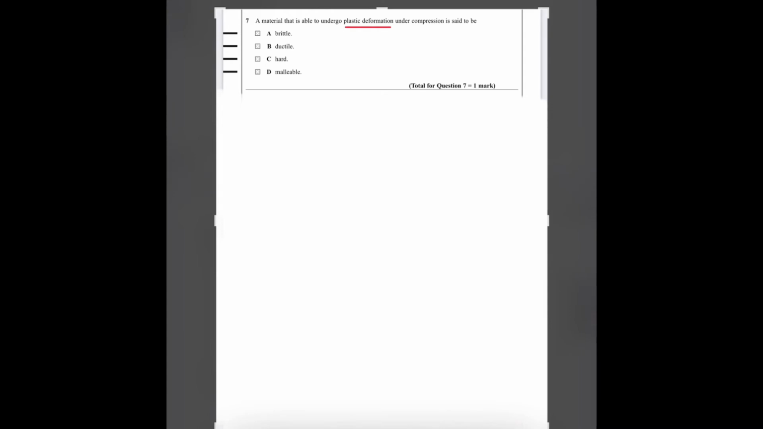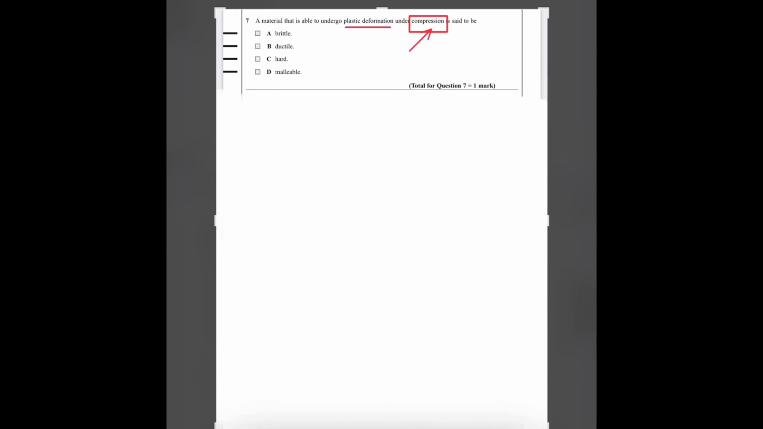B says that ductile. So ductile is basically it undergoes plastic deformation but under tensile force, not compression. So tensile is basically we are pulling something from the opposite ends in the opposite direction. So basically ductile is pulling a metal in opposite directions till it becomes a sort of a wire, something like that, or pulling a rubber band or something like that. So B is not correct since it is not under compression, it is under tensile force.